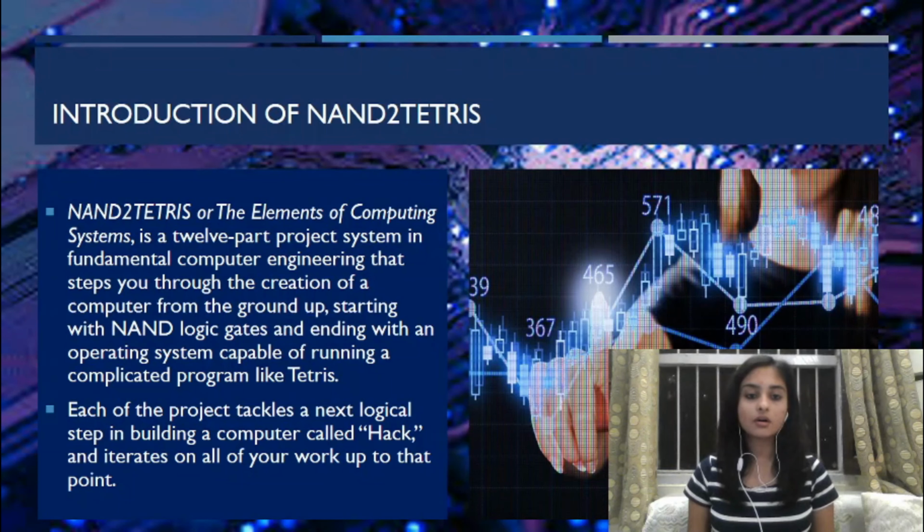First we have the introduction of NAND to Tetris. NAND to Tetris, or the Elements of Computing Systems, is a 12-part project system in fundamental computer engineering that steps you through the creation of a computer from the very ground level, starting with NAND logic gates and ending with an operating system capable of running a complicated program like Tetris. Each of the projects tackles a next logical step in building a computer called Hack and iterates on all of your work up to that point.